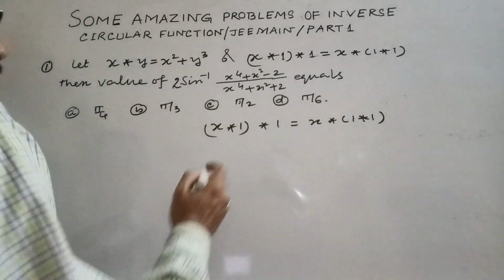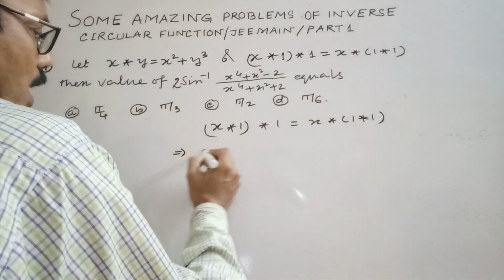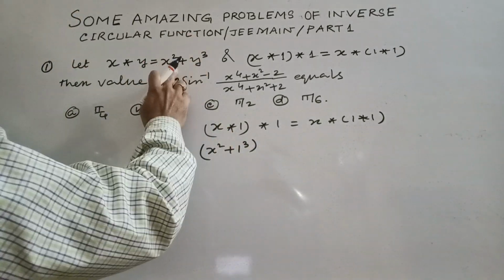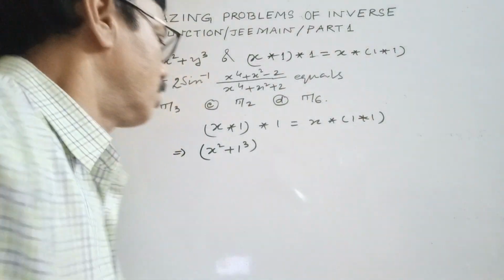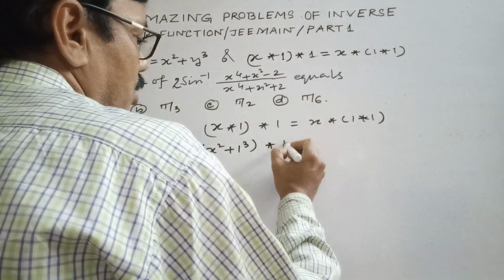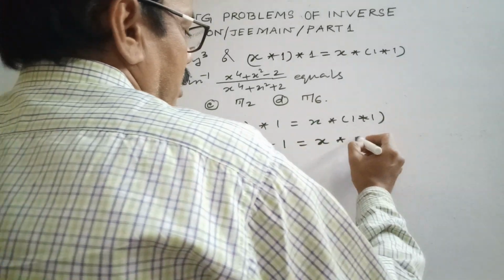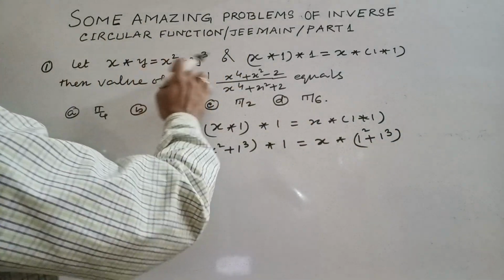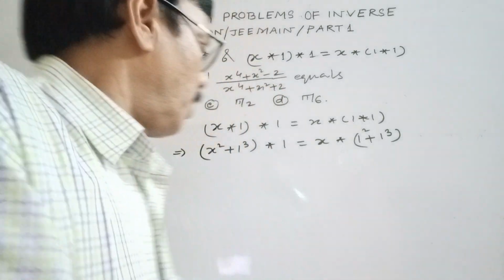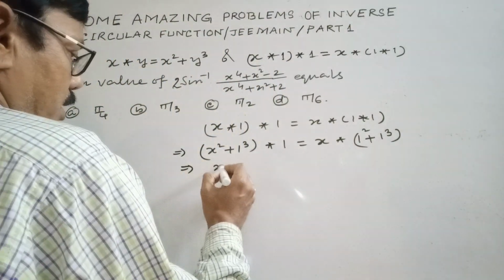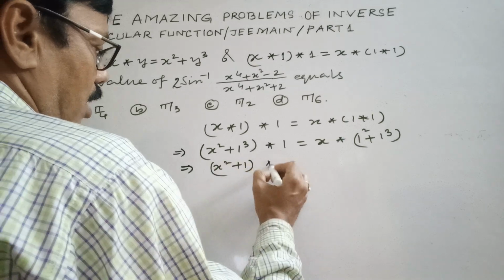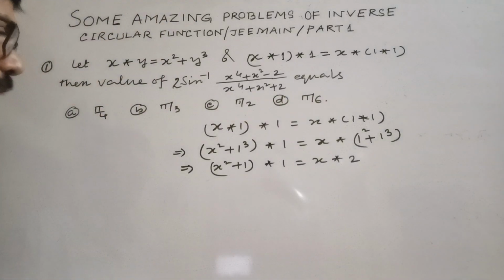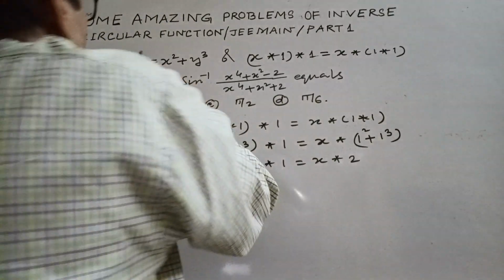Now what is x star 1? This implies x square plus 1 cube by this rule: first term whole square plus second term cube. Now this is unchanged. x star 1 plus 1, square plus 1 cube, by this rule. Now simplify. x square plus 1 star 1. So x star 2, 1 square plus 1 cube. Now again apply the rule.